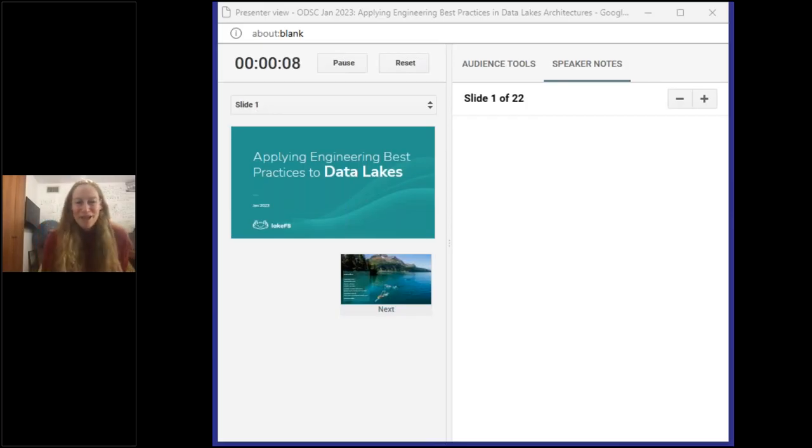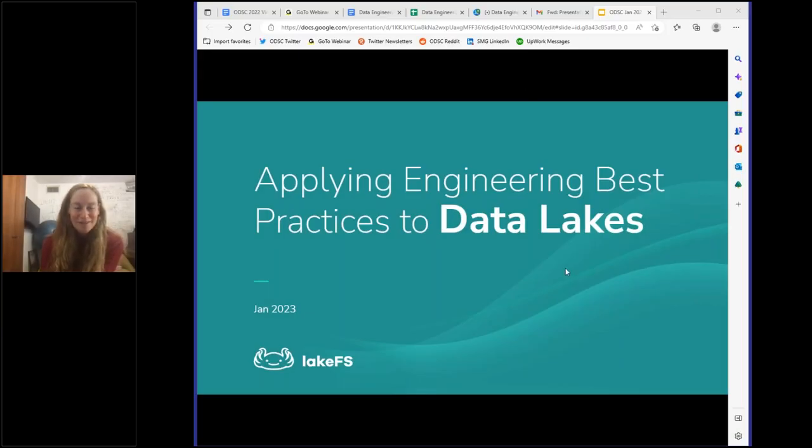Hello, everyone. Very happy to be here and talk to you about how to apply data engineering best practices to data lakes. This subject is very close to my heart because when I was a CTO of a very big data company in Israel, I will tell you a little about this later, we were managing 8 petabytes of data over S3 on AWS.